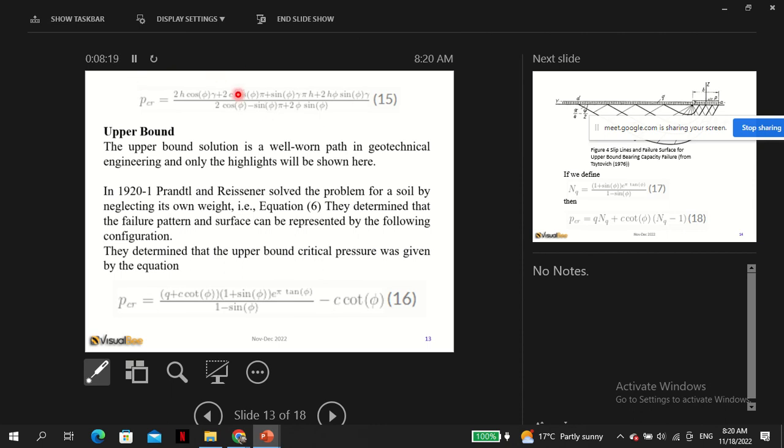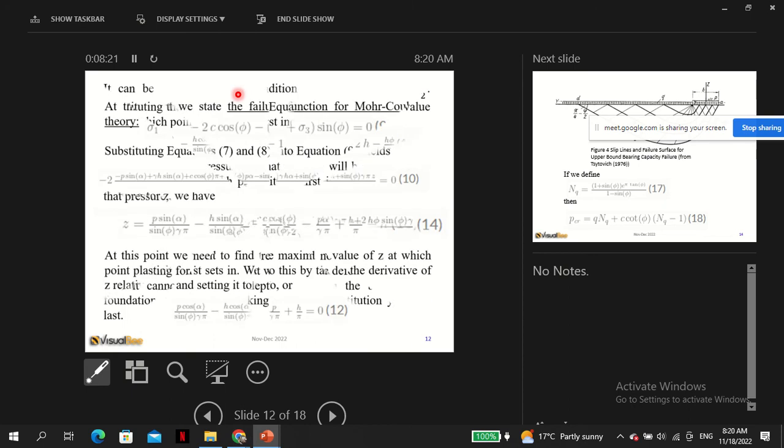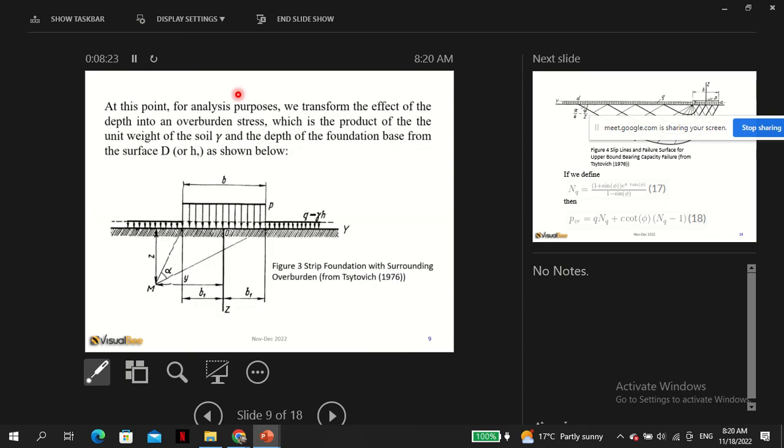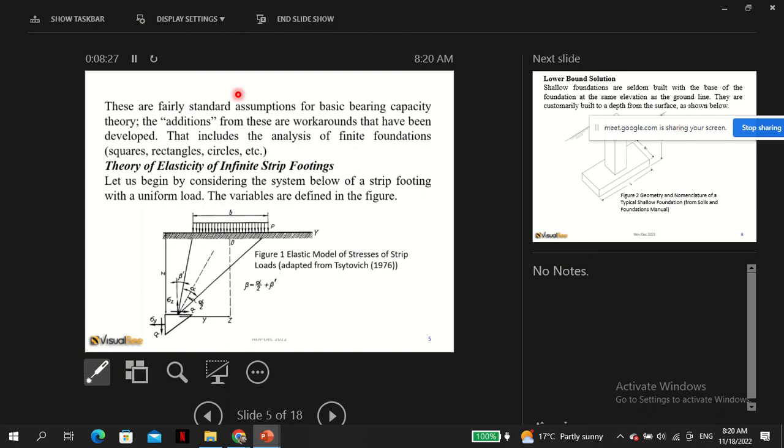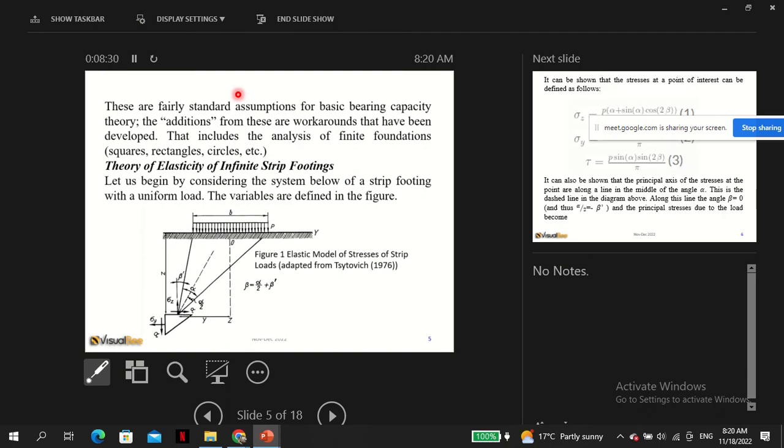Okay, so the logic here, without the formulas, so don't worry so much about the formula. First we establish the stress state about some point, some angle, if we are making an assumption of a strip footing.